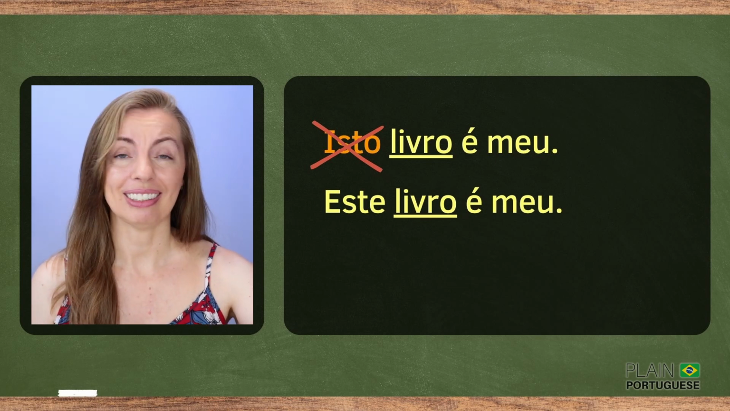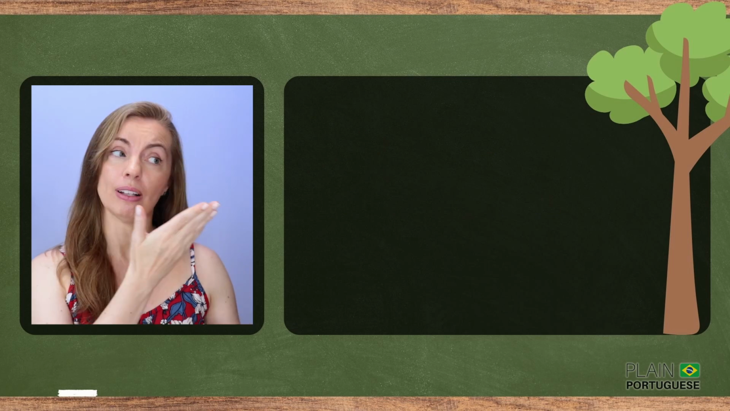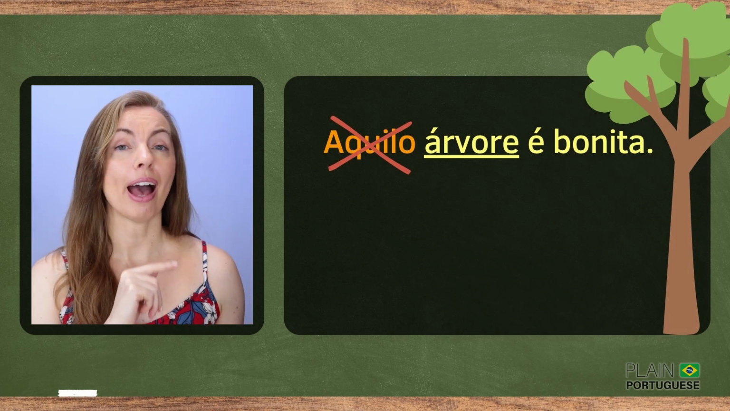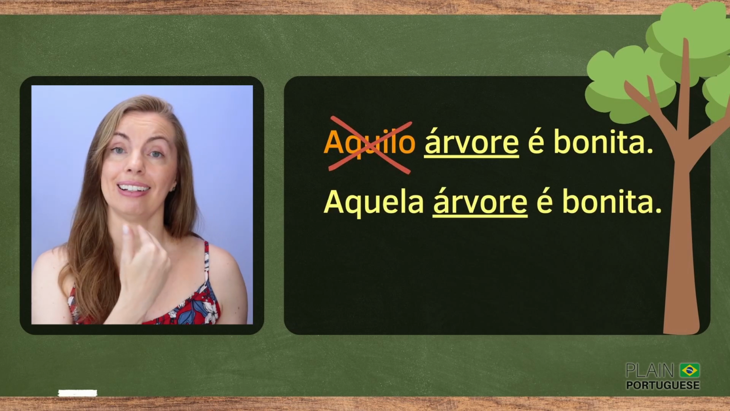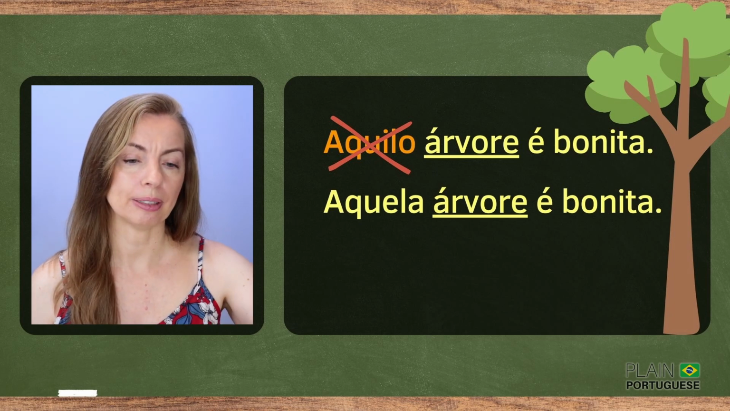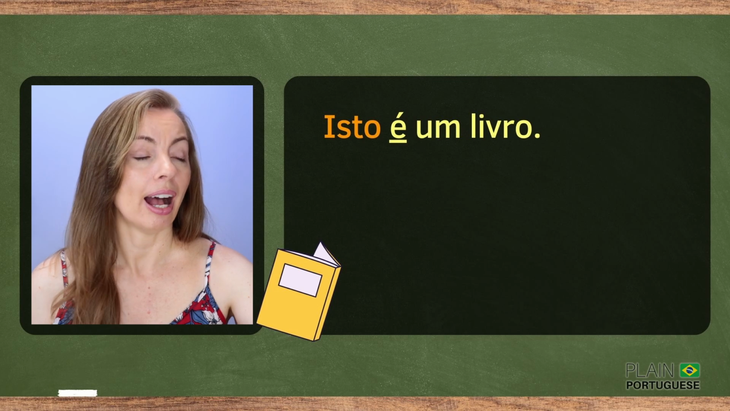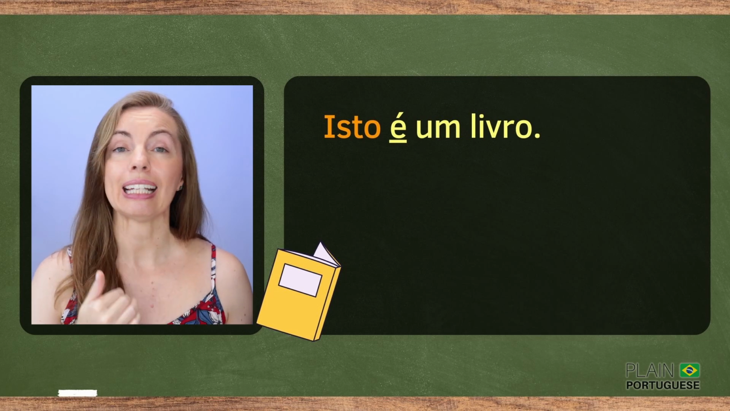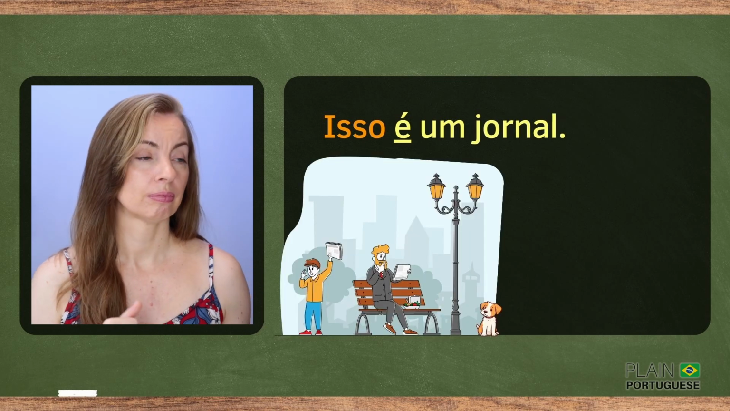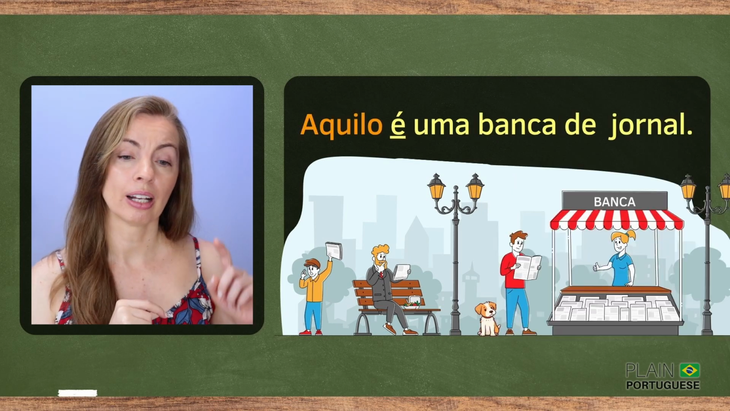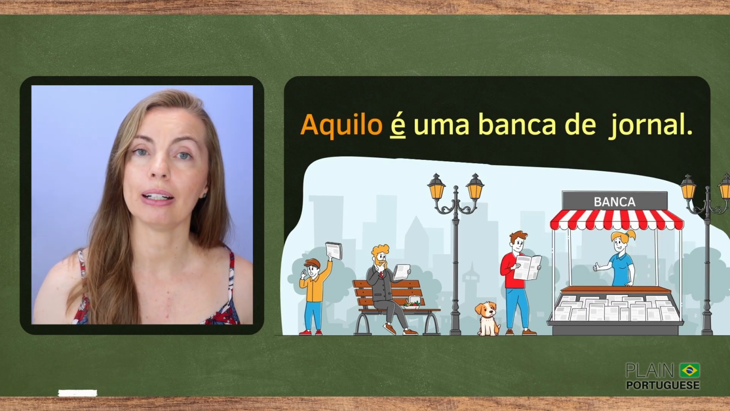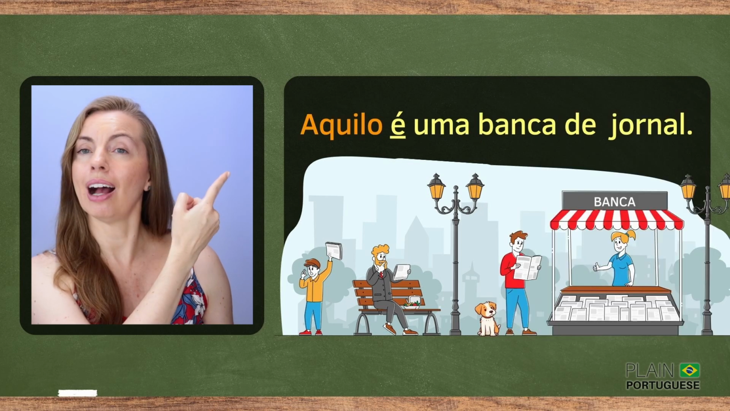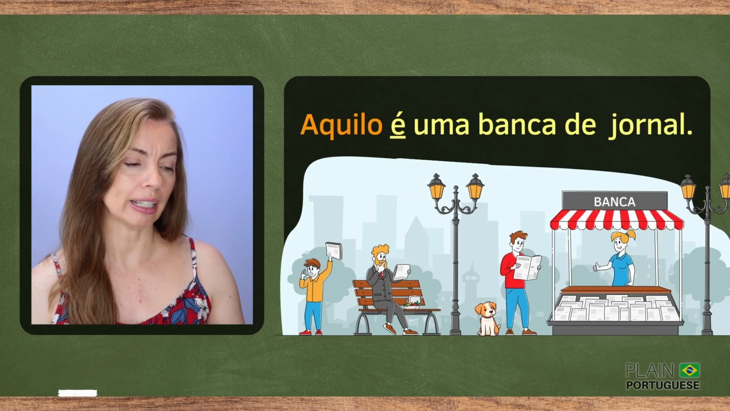Well, isto, isso, and aquilo are never followed by a noun. Another example? Oh, that tree is beautiful. I cannot say aquilo árvore é bonita. No. Aquela árvore é bonita. These pronouns are followed by verbs, as in "this is a book": isto é livro. Isso é jornal. Aquilo é uma banca de jornal. So again, isto é livro, isso é jornal, aquilo é uma banca de jornal.